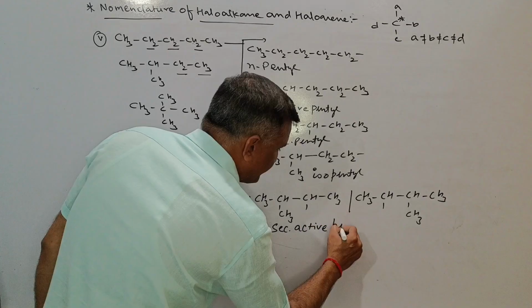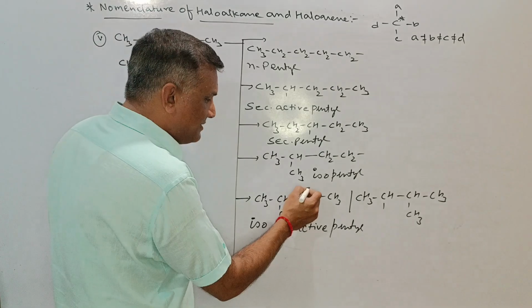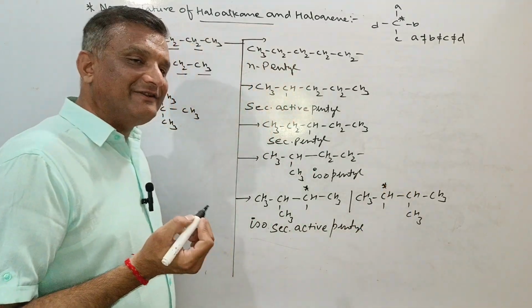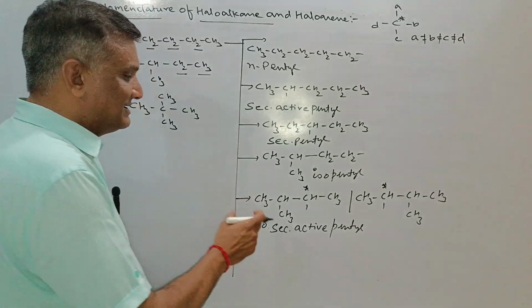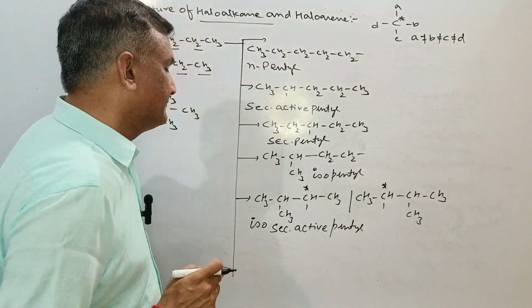secondary active pentyl group. You can say again there are four different groups attached over the carbon. That's why this carbon is called the active carbon, and this is the iso structure, and it's a secondary condition. That's why iso secondary active.